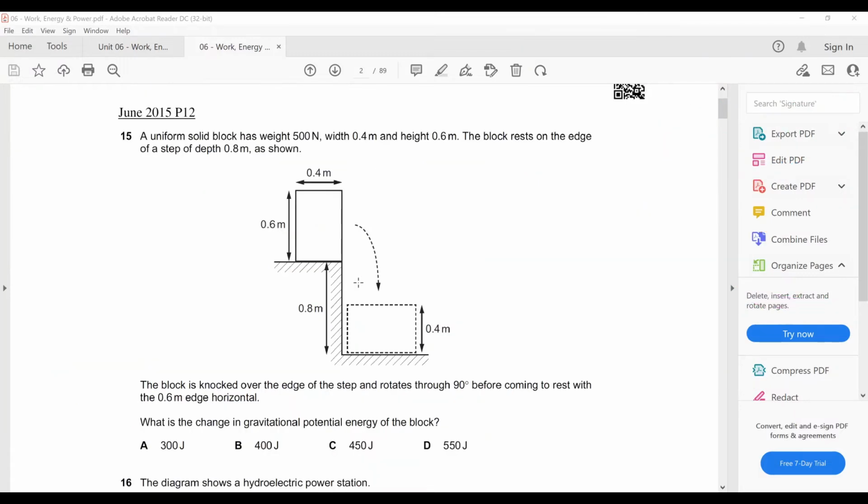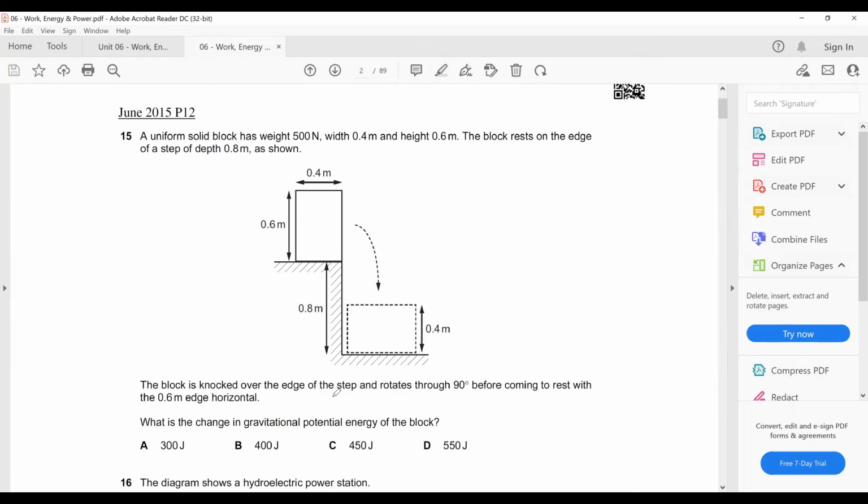All right, now June 15 P12. You have a uniform solid block of weight 500 newtons, width 0.4 meter, and a height of 0.6 meter. The block rests on the edge of a step of depth 0.8 meter. The block is pushed over the edge of the step and rotates 90 degrees before coming to rest on a 0.6 meter edge, horizontal. What's the change in GPE of the block?